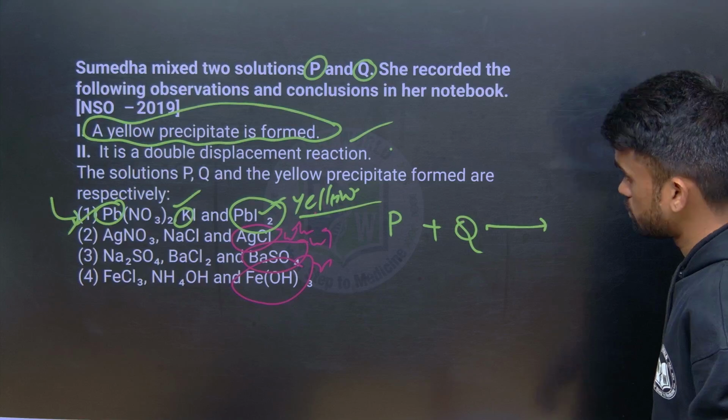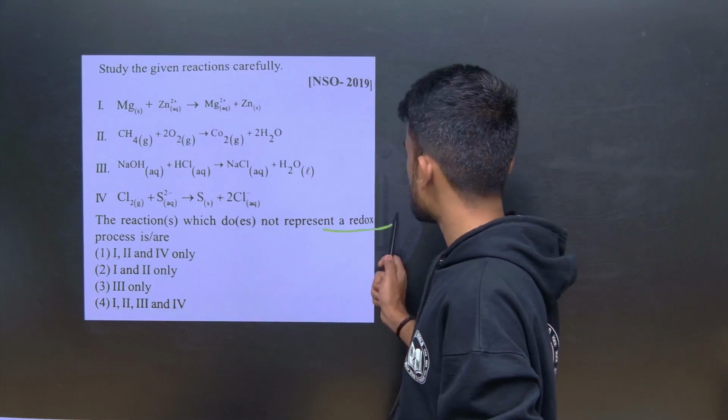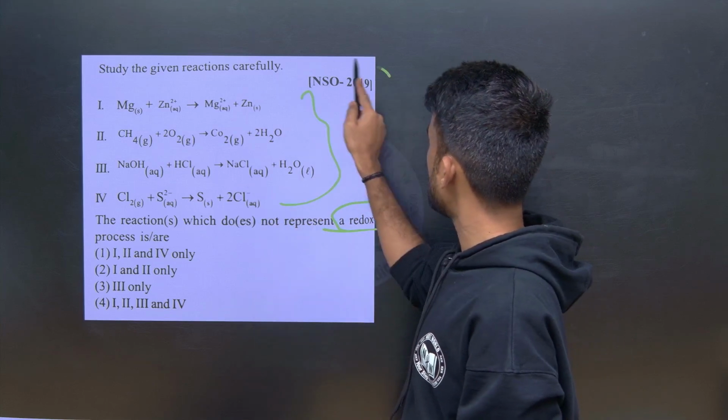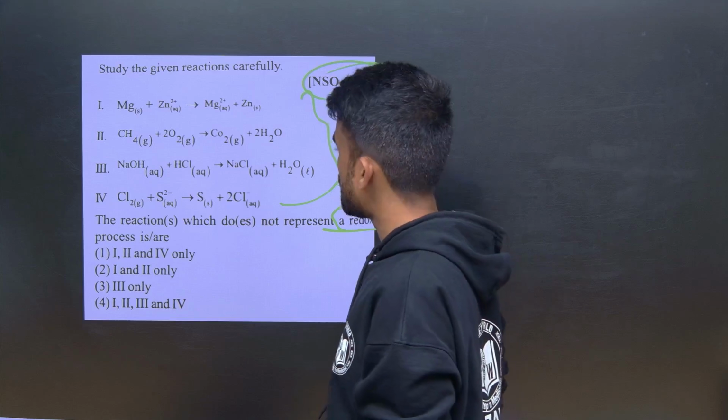Okay, next. Again based on redox reactions, they are asking which is not a redox reaction out of 4 options. Again an NSO question, a 2019 question. So tell me which is not a redox reaction.